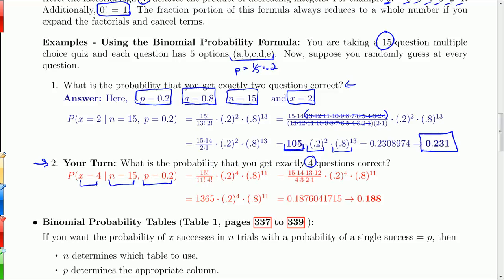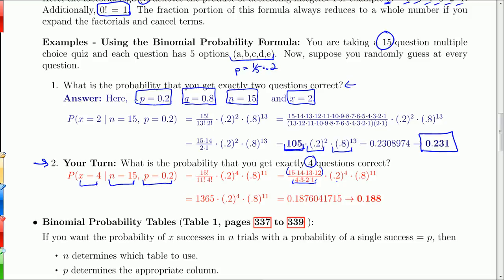And what you should notice is very similar to this one up here. You're going to get 15 times 14 times 13 times 12 times 11 times 10 times 9 times 8. But this 11 factorial will cancel with the 11 on down from the 15 factorial. So all I have here is the 15 times 14 times 13 times 12. And then the rest will cancel with this 11 factorial. Over 4 factorial is 4 times 3 times 2 times 1. P to the x, q to the n minus x.